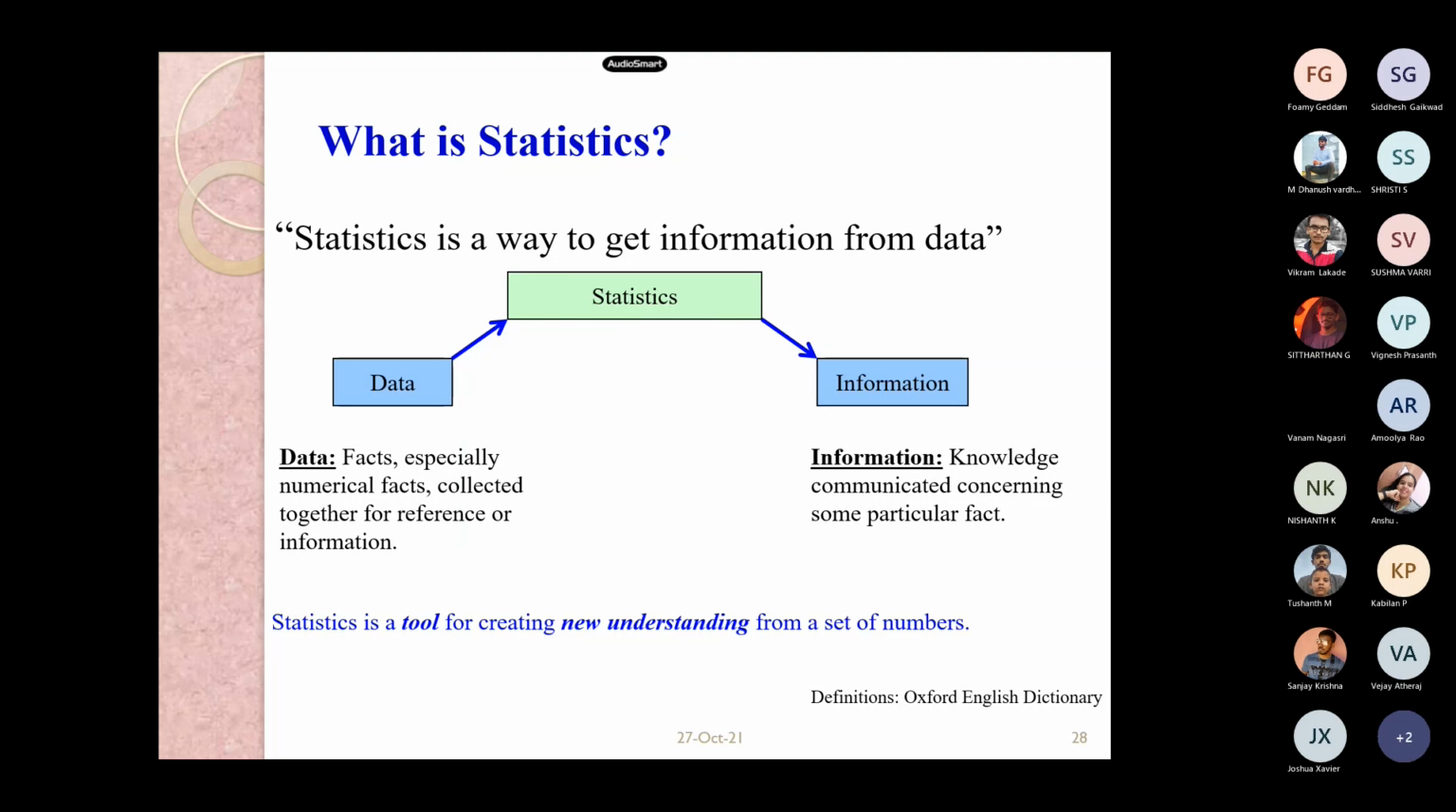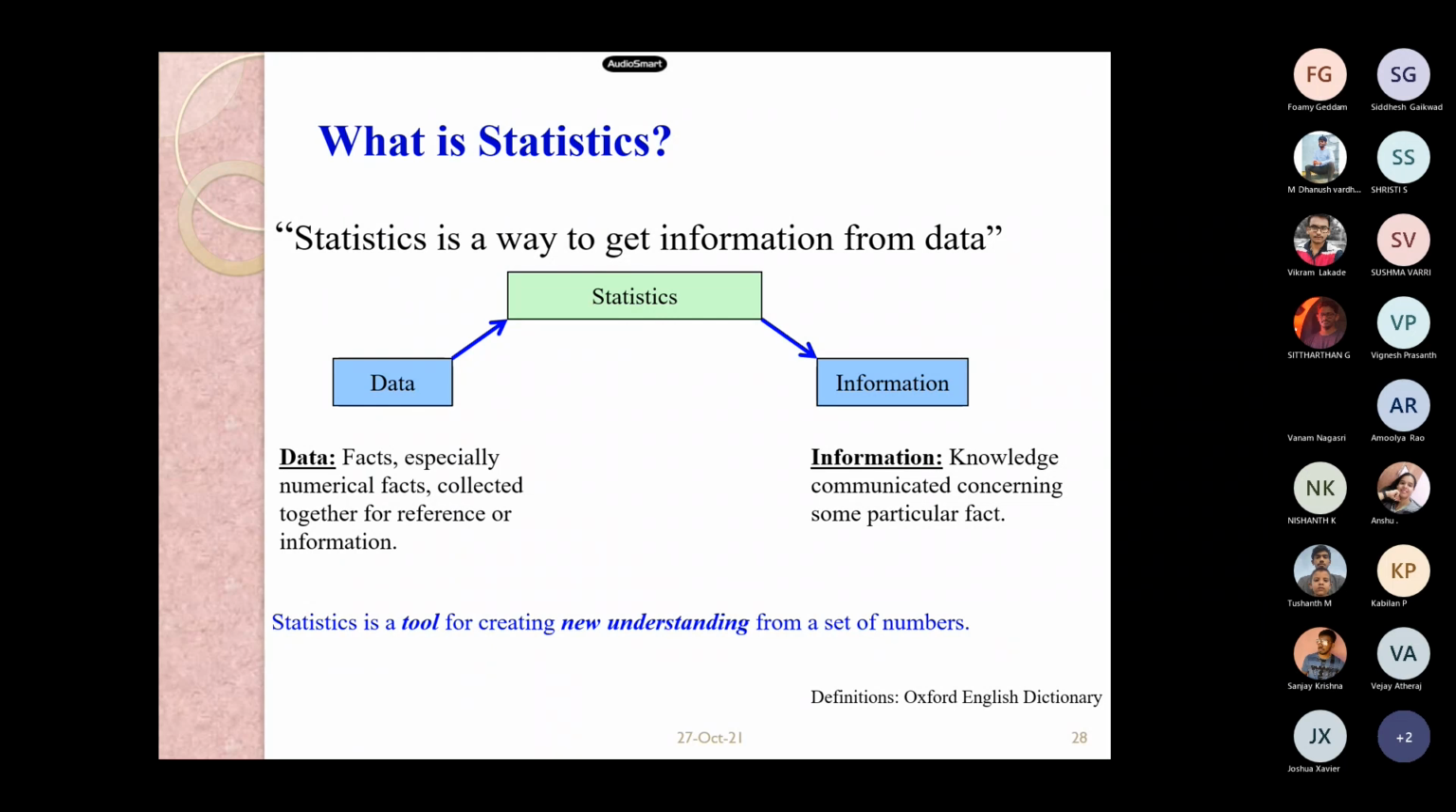The next topic is the basic information about statistics and linear regression, and for that we need to understand statistics. Statistics is a way to get information from data. We are trying to get the information through the data. Information is usually knowledge communicated concerning some particular fact, and for that we need some data, that is, facts, especially numerical facts collected together for reference or information. The conversion of data into information is nothing but statistics.